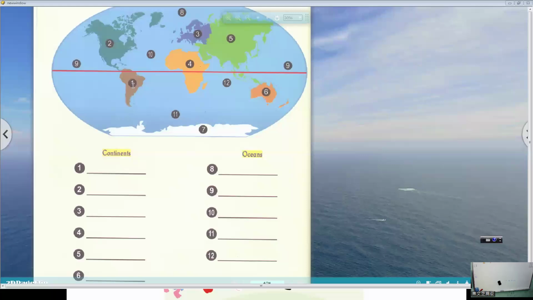So what is number 1? What continent is this? That's not Asia. South America. Very good. You can take out your SB so you can look at the spelling. South America.